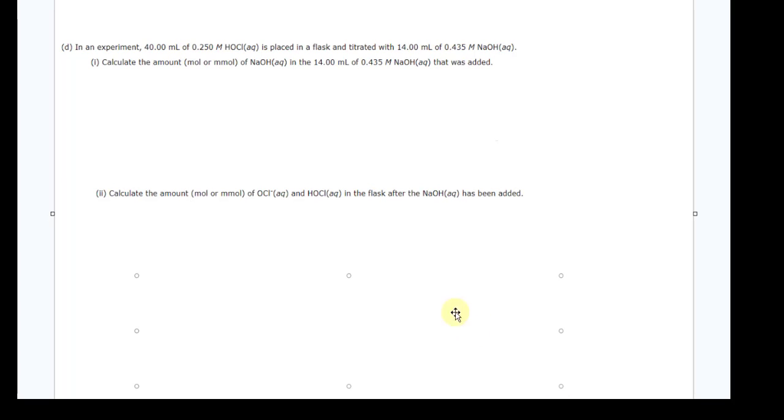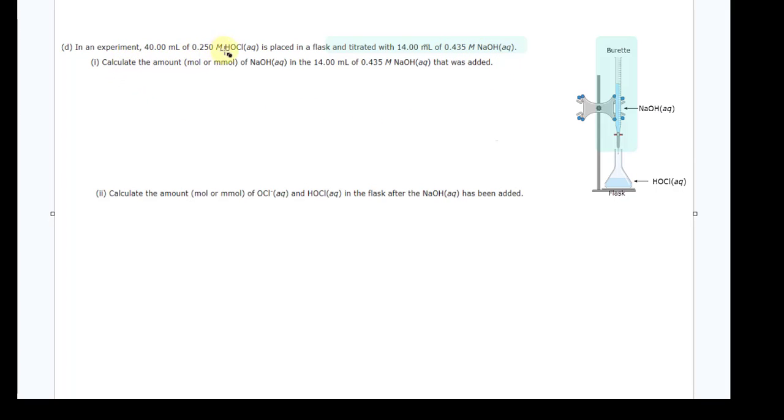Okay, here we go to the next part of the problem. This one involves some calculations. We've got, in an experiment, 40 mLs of 0.25 molar hypochlorous acid placed in a flask. Then we get a burette, and we add some sodium hydroxide to it that we had in that previous equation. We add 14 mLs, and here we've got a concentration of 0.435 molar sodium hydroxide.